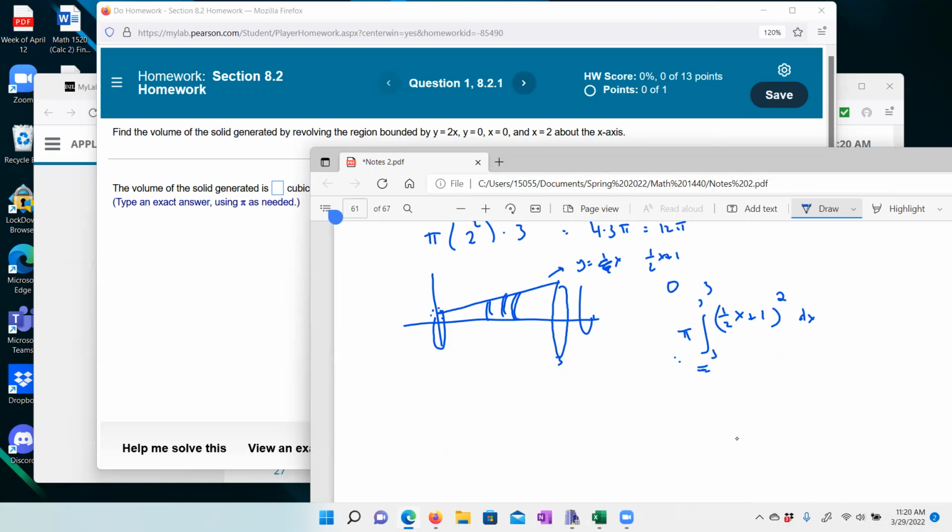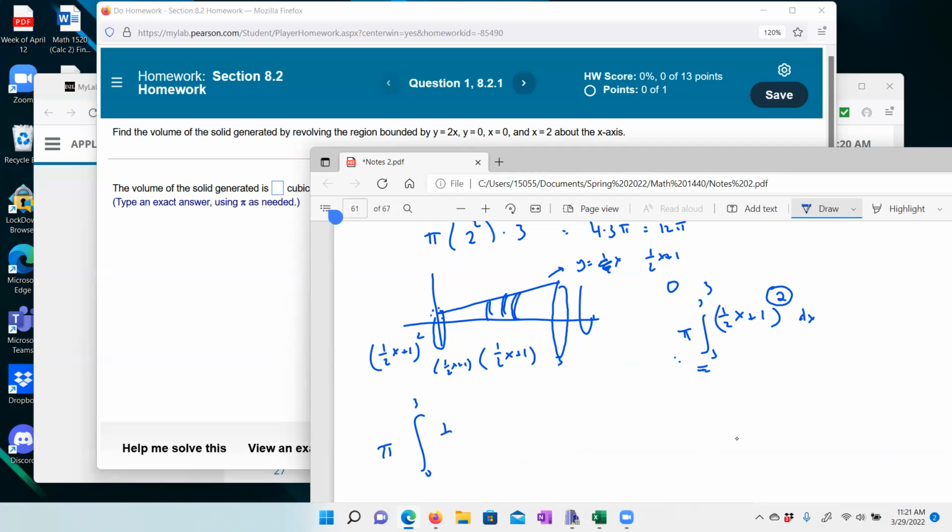This is a more problematic kind of problem because we have the squared here. You have to remember to deal with the squared. So this is pi, from 0 to 3, and I've got to FOIL this out. If you can't do it in your head, that's fine. We're going to FOIL this out. So it's going to be 1/2 x plus 1 times 1/2 x plus 1.